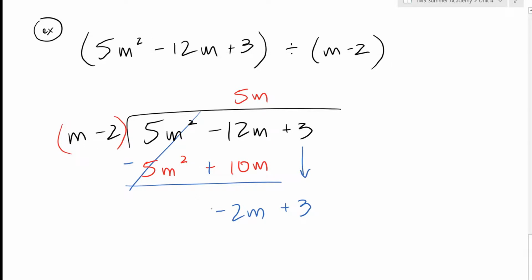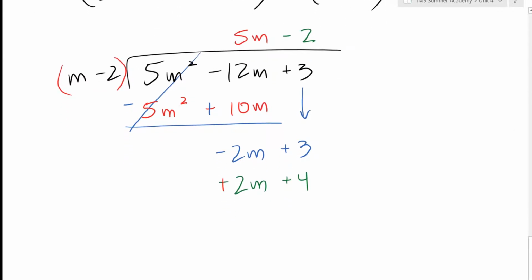I have m. I need to get to negative 2m. I'm going to multiply by a negative 2. Negative 2 times m is a negative 2m. Negative 2 times negative 2 is a positive 4. Now I flip the signs. So that becomes positive. This becomes negative. Those cancel. 3 minus 4 is a negative 1. And I have all the info I need to write my full answer.